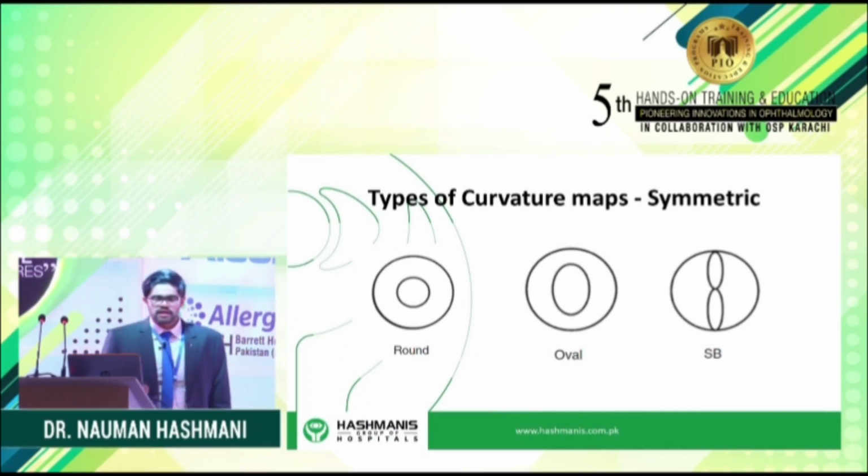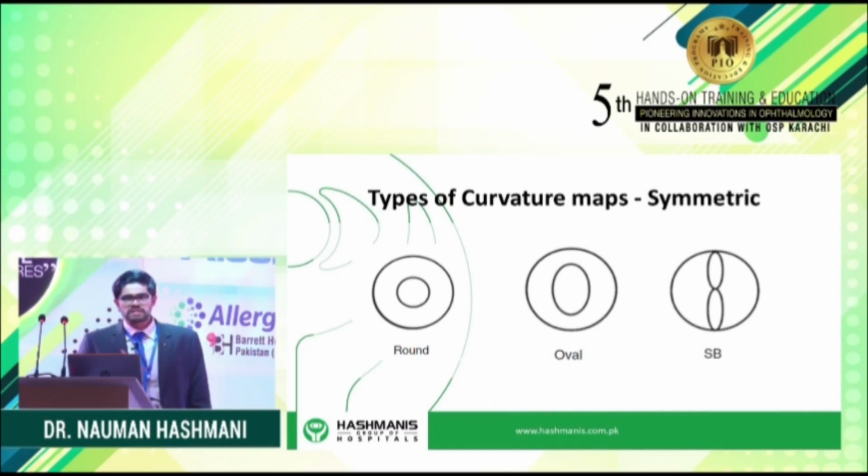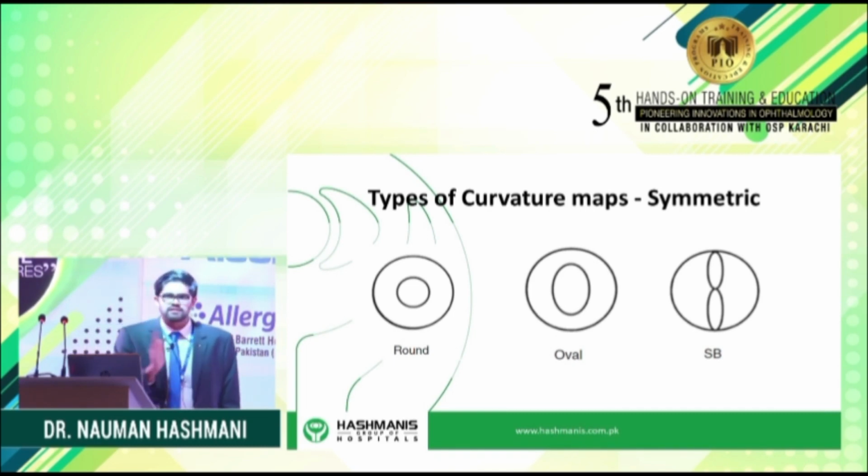In the symmetric analysis, you've got round and oval, which basically indicate a minimal amount of astigmatism. So that's the round and the oval. With less than 0.5 diopters or less than 1 diopter of astigmatism, you're probably going to get something like this. Then you have the symmetric bow tie, which can be vertically, horizontally, or obliquely oriented, depending on the axis of astigmatism.